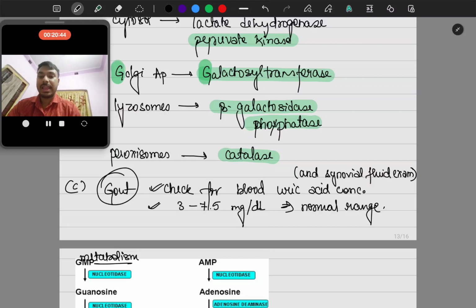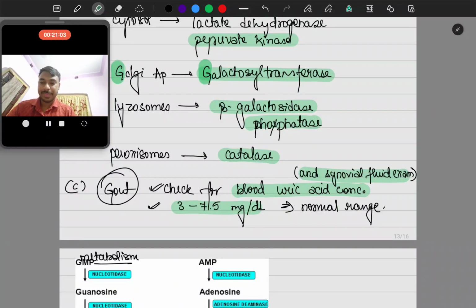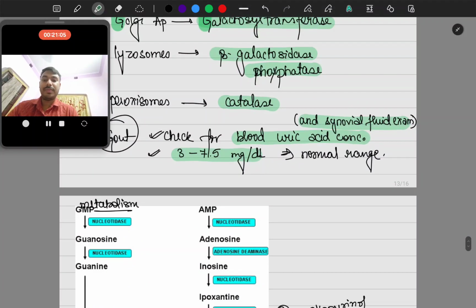Generally in healthy persons, the blood uric acid concentration is 3 to 7.5 milligram per deciliter. I should mark these points: blood uric acid concentration, synovial fluid examination, and the normal range is 3 to 7.5 milligram per deciliter. Now the metabolism of uric acid.